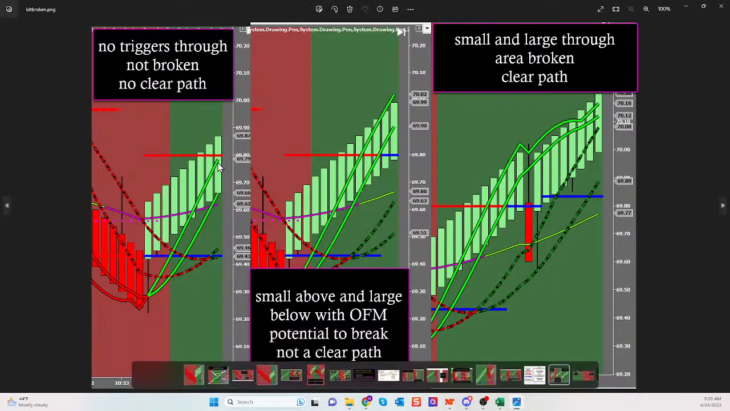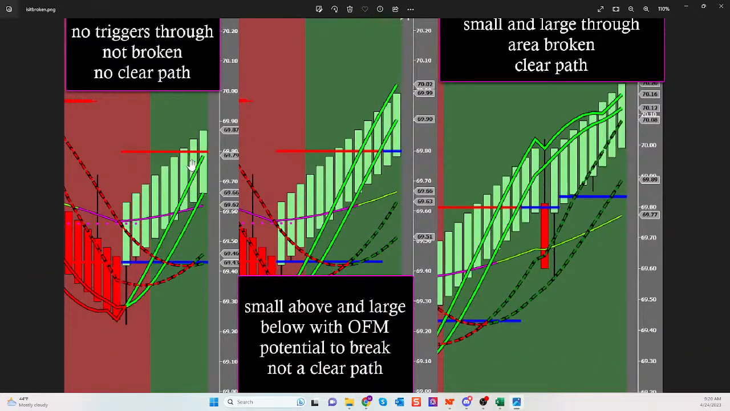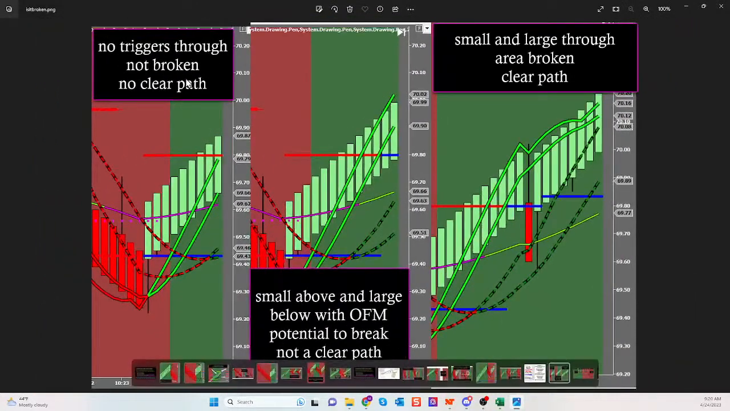The first thing is that price reaches an area, meaning that the price bars, if it's in an uptrend, will smack right into resistance. And when price reaches resistance, all you have to do is ask yourself, where are the trigger lines? If the trigger lines remain below the area that's reached, the area is not broken and there is no advantage of a clear path. We consider that path to be clear once again when both the small and the large triggers break above the area.